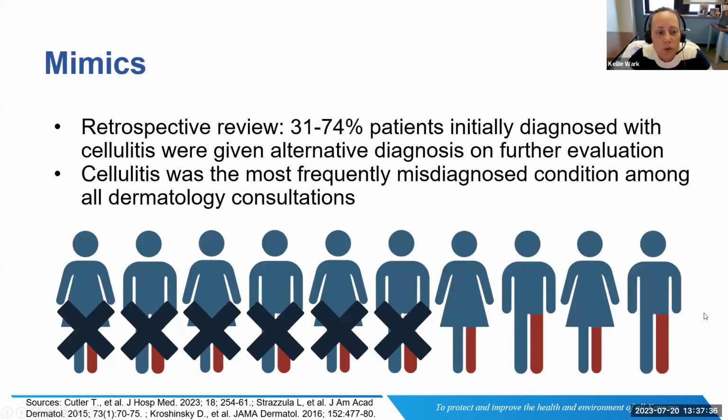Okay, so there's a lot of mimics, and this isn't just in the long-term care population, but in all comers for cellulitis. So it's a universal issue. They had dermatologists compare these cellulitis cases that were getting diagnosed, and really cellulitis is the most frequently misdiagnosed condition among dermatology evaluations. Anywhere from 30 to up to three quarters of those initially diagnosed as cellulitis are actually given an alternative diagnosis on further evaluation. So a lot of mimics out there. Next slide.